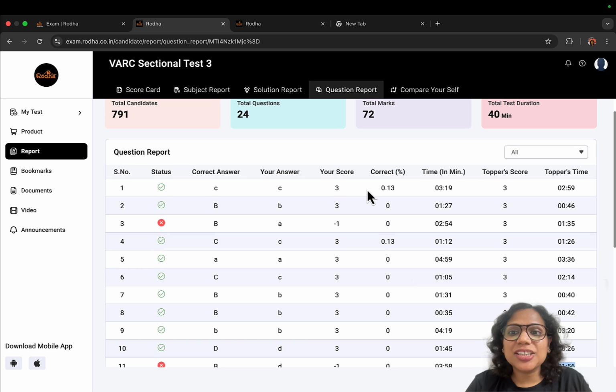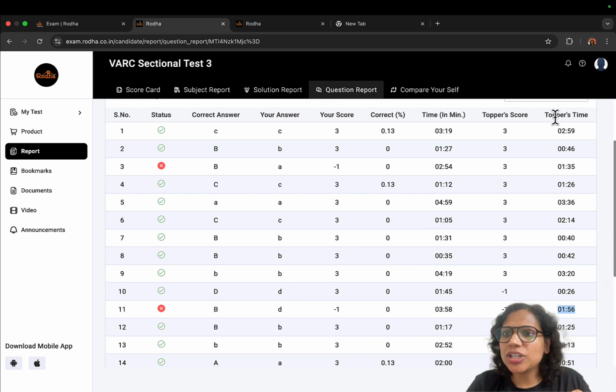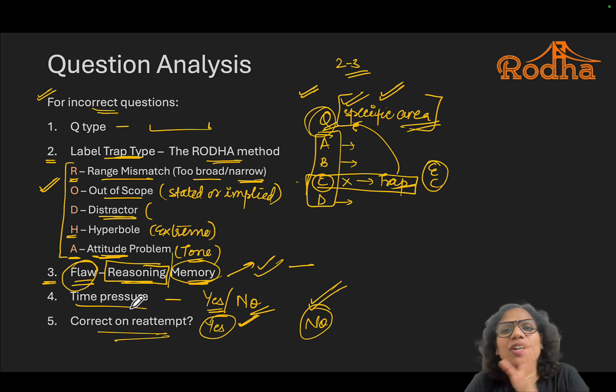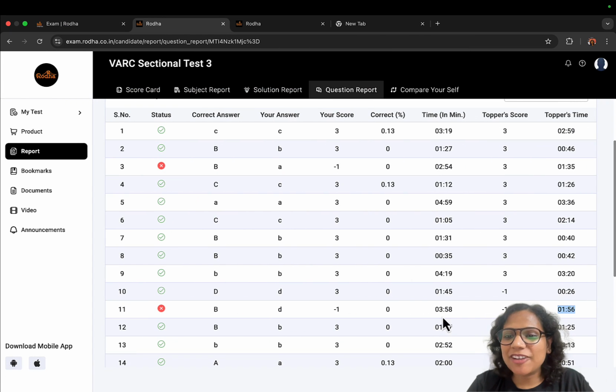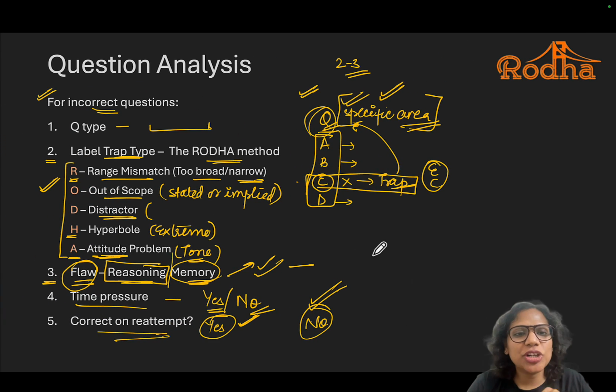So the question report here will help you to see the time that you took and the topper's time. It will really help you to see whether there was a time pressure or not, whether you wasted time, and it will also make you understand how you need to counter that time pressure. So probably this should have been absolutely skipped. This was one way to overcome such a dilemma, that you spent so much time and you still got it incorrect. So this is how the question report can help you there.